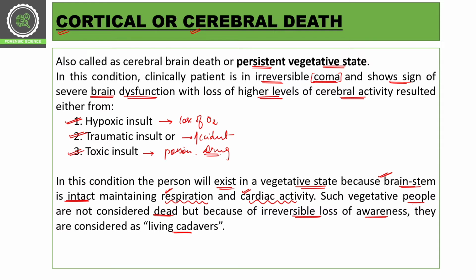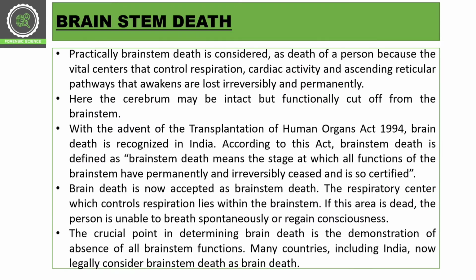Okay, so this is the first type of brain death, cortical brain death or cerebral brain death. Now we have the other type of brain death, that is brain stem death. Practically, brain stem death is considered as the death of a person because the vital centers that control respiration and cardiac activity, all those centers in the brain which are responsible for the control of respiration, cardiac activity, and other reticular pathways that awaken, get lost irreversibly or permanently. Then the situation is brainstem death.